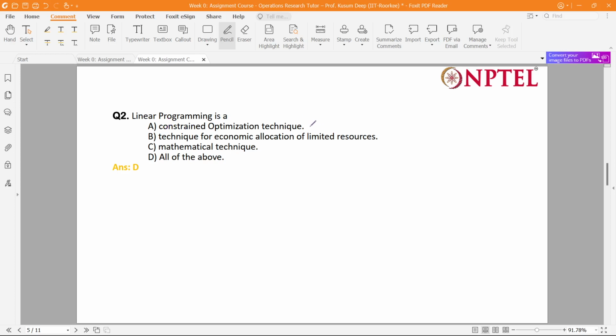So we can say that the LPP is a constraint optimization technique, and it is also a technique for economic allocation of limited resources, as A1, A2 are the resources available. With the limited resources, we are using the technique for an allocation or optimum allocation. And of course, it is a mathematical technique. So I can say that the answer is all of the above.